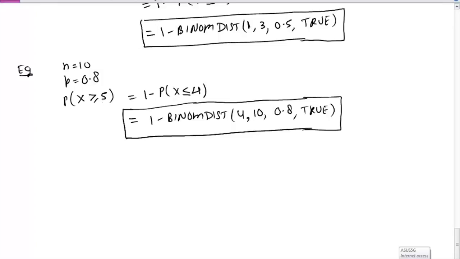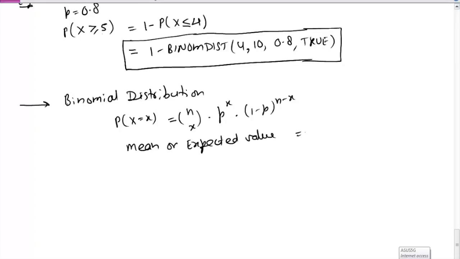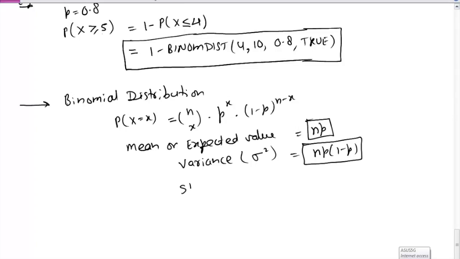Let me also write down some properties of binomial distribution. I wrote the formula earlier, let me repeat. For binomial distribution, mean or expected value is given by n times p. So simply multiply n and p, you get the average or mean or the expected value. Variance, which is sigma square, is given by n times p times 1 minus p. And standard deviation, which is sigma, is given by square root of n times p times 1 minus p.